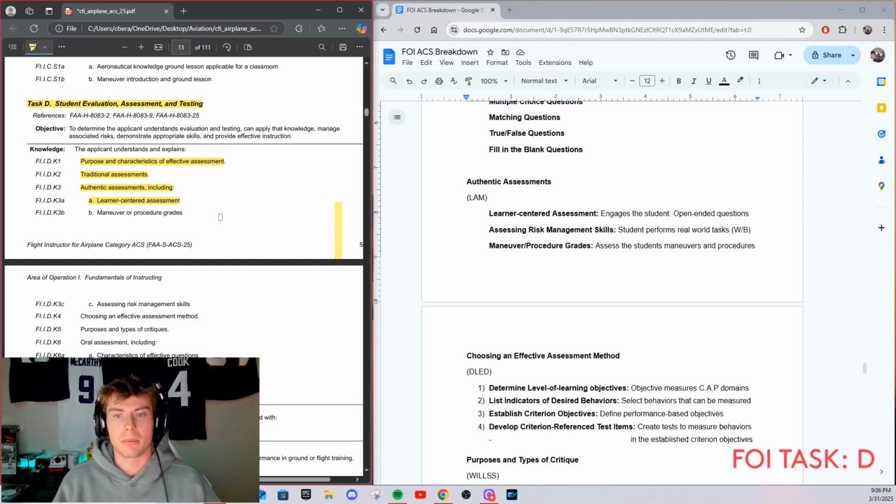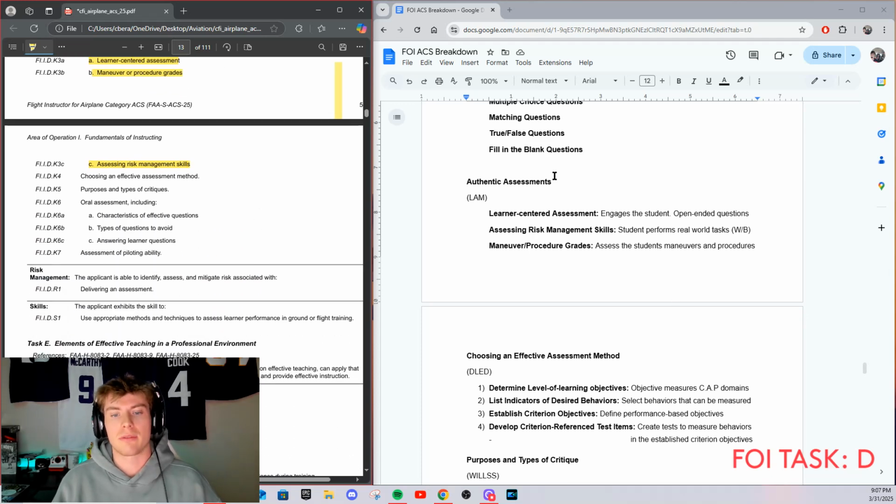Assessing risk management skills. I kind of went out of order just to make it an acronym, but there it is. Assessing risk management skills. So the student performs real world tasks. That would be like a weight and balance, maybe a nav log, just a flight plan of some sort, just seeing how they do with a real world question like that. And then maneuver procedure grades, assessing the students' maneuvers and procedures. Pretty simple. And that one's right there.